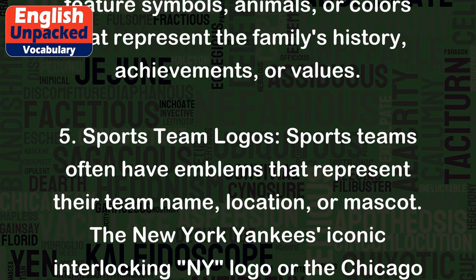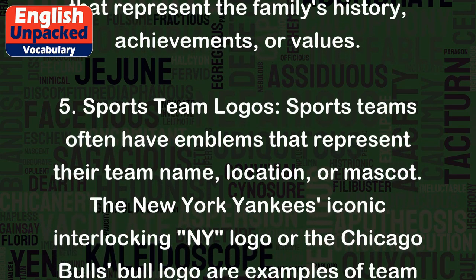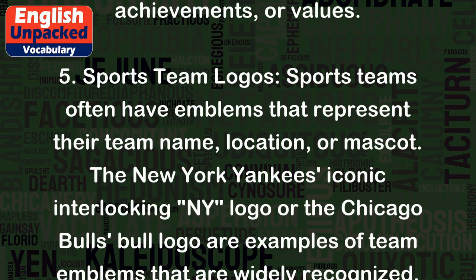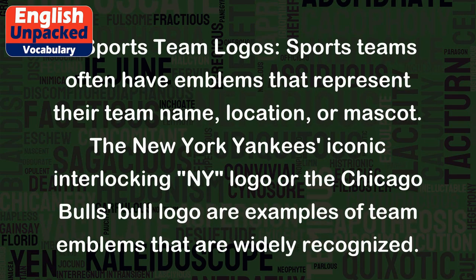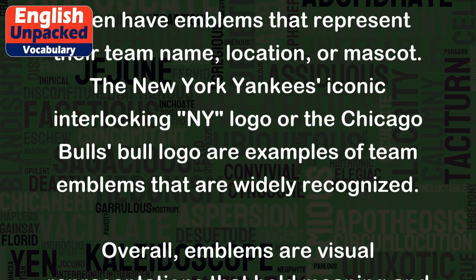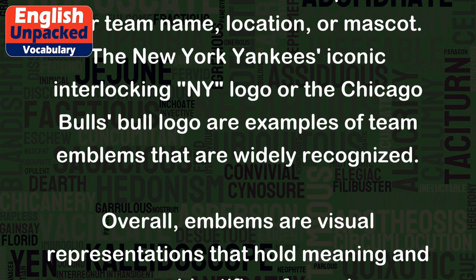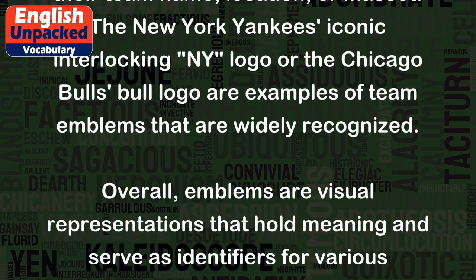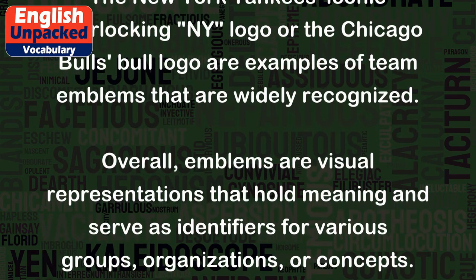5. Sports team logos. Sports teams often have emblems that represent their team name, location, or mascot. The New York Yankees' iconic interlocking NY logo or the Chicago Bulls' bull logo are examples of team emblems that are widely recognized.